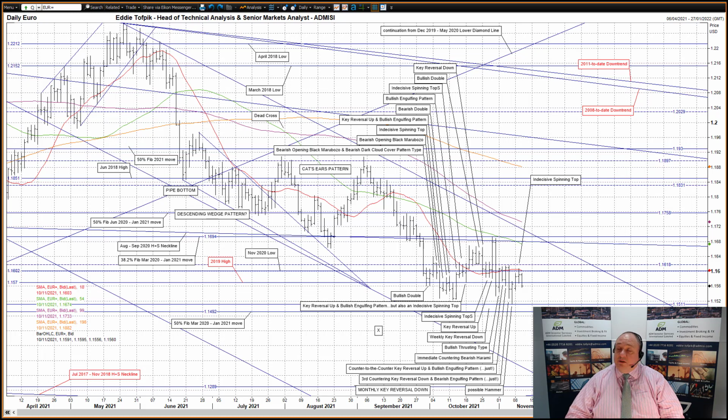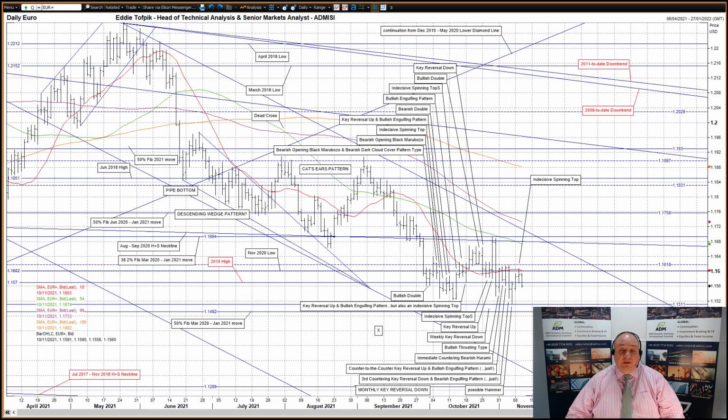I'll start with the euro against the dollar. An indecisive spinning top yesterday, capped overhead by the November 2020 low at 116.02 and the short moving average, currently 116.03, and then supported below by the 2019 high at 115.70. In many ways, this was a metaphor for the constant intraday indecision that we saw late last week.